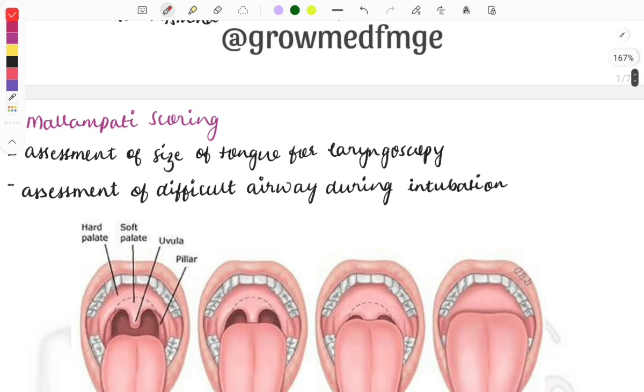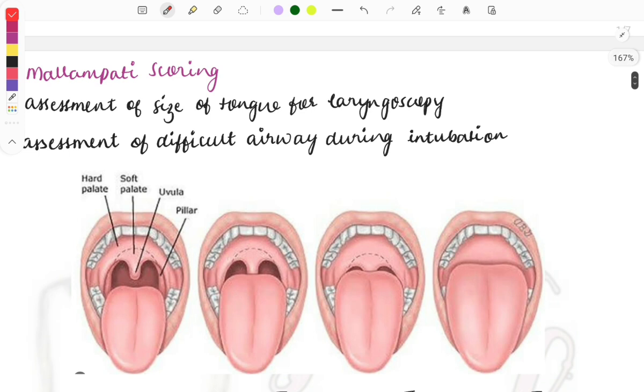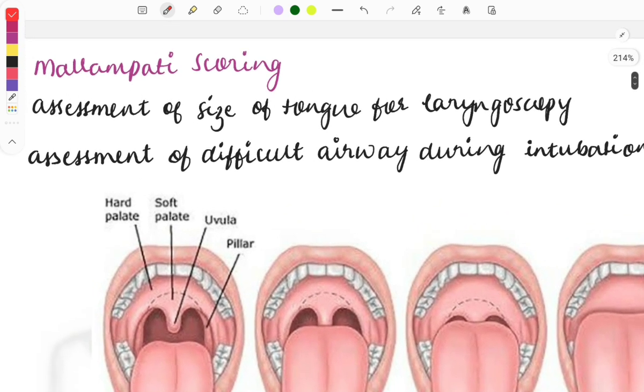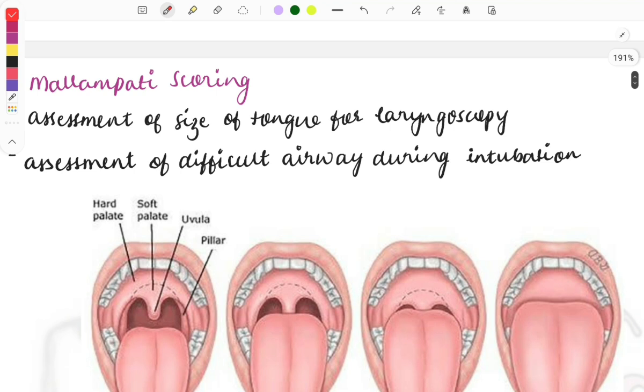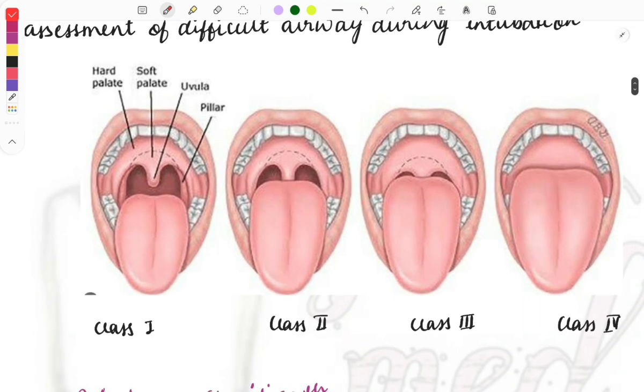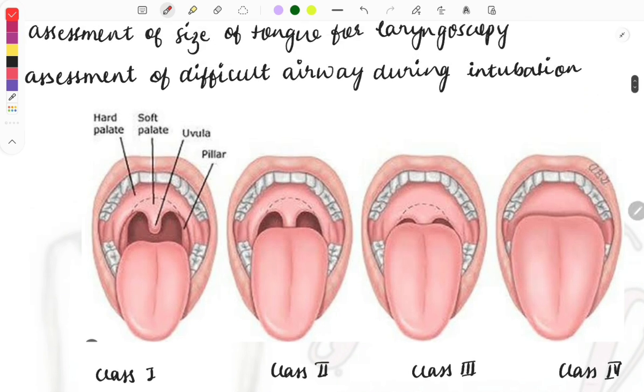Then Mallampati scoring. So this scoring is used to assess the size of the tongue for the laryngoscopy, and it is also used to assess the difficult airway during the intubation. Classified into the 4 grades, class 1, 2, 3 and 4. So in class 1, as we can see, all the things will be visible very clearly: hard palate, soft palate, uvula and the pillar.